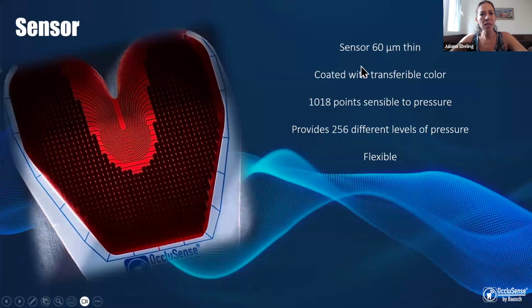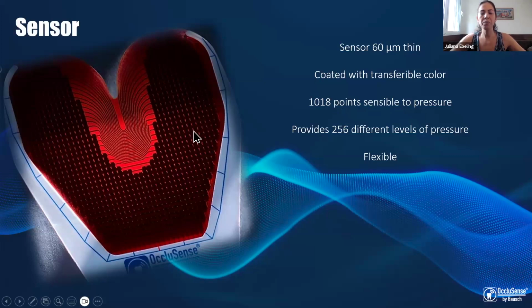It's a very, very thin sensor. We have two sheets of paper coated with transferable colors, and all these systems with many electrodes between the sheets. We can see here the system of electrodes. And the whole system is 60 micrometers. This is very, very thin for something so complex with so many things together. And these electrodes have 118 points sensitive to pressure.